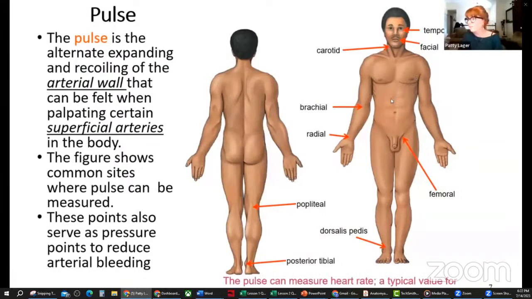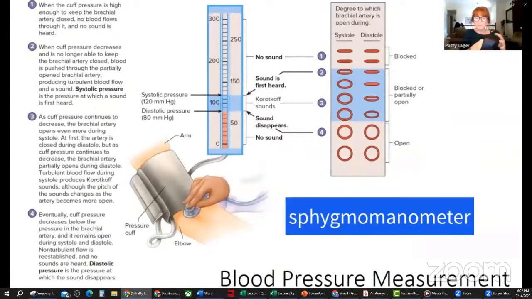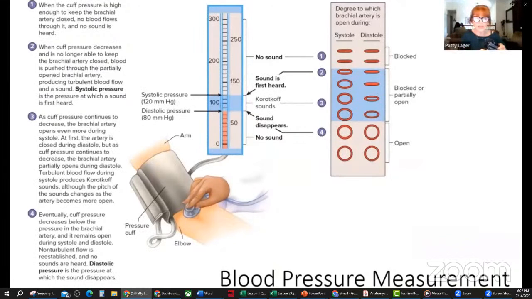All right, so let's go to blood pressure reading. So I'm going to show you, this is a blood pressure cuff. It's called a sphygmomanometer. And during the pandemic, I would never say pandemic to my allopathic students. I just say this to you, because you guys get where I'm coming from.